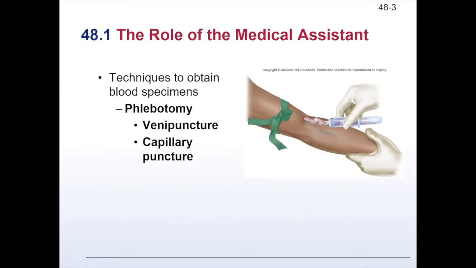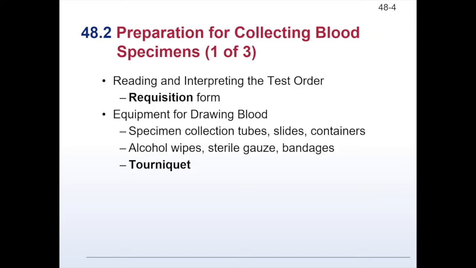The role of the medical assistant. The role of the medical assistant in obtaining blood specimens includes phlebotomy. Phlebotomy is withdrawal of blood from a vein and is done by using a procedure called venipuncture, using a needle to withdraw blood from a vein, or capillary puncture, using a small, disposable instrument to pierce the surface of the skin.